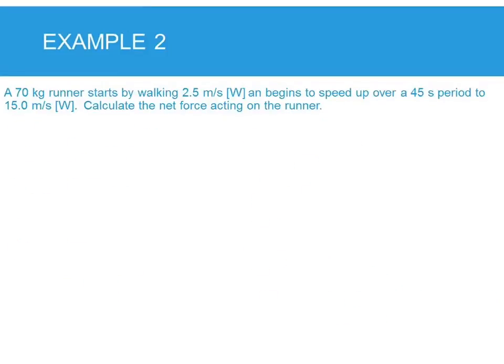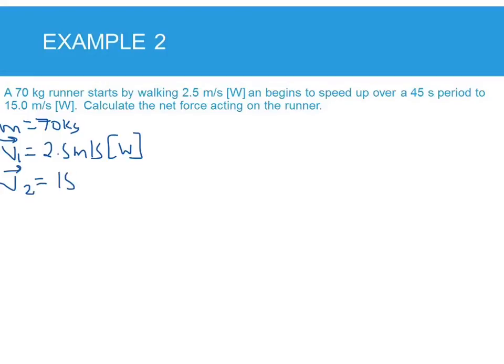So here we have a 70 kilogram runner. And we now have a v1 of 2.5 meters per second west. We have a v2 of 15 meters per second west. And we're told that that takes 45 seconds. And it wants us to calculate the net force.